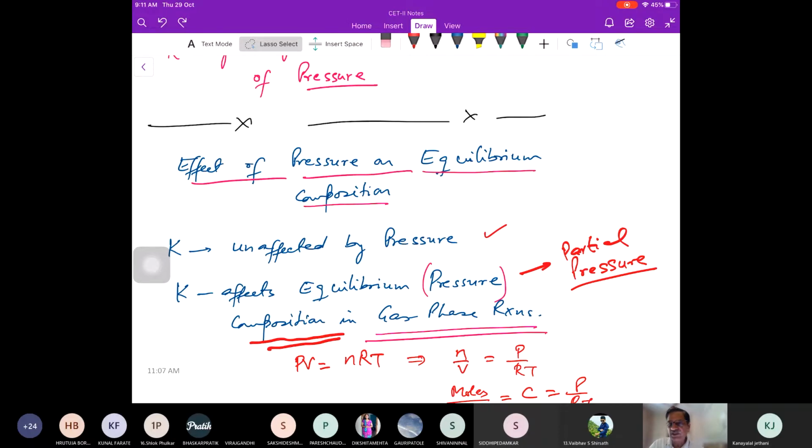Because that is the basic thing we're going to discuss now. In Unit 6, quite a lot of time we'll be discussing this.